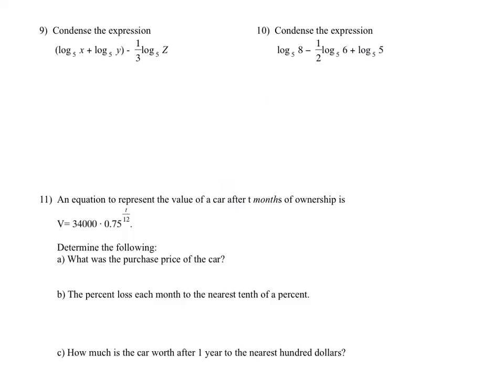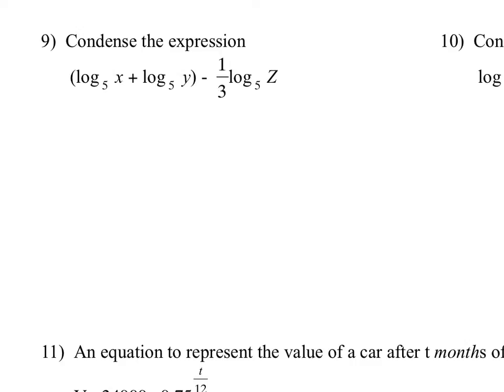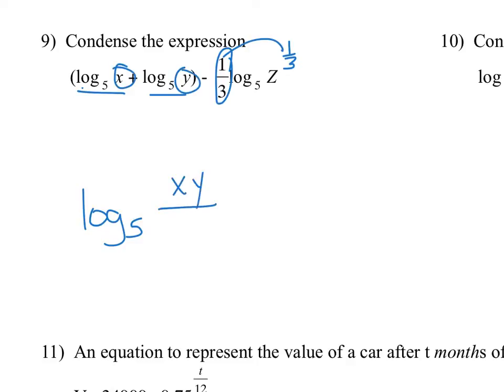Not the best problem, I guess. Okay, next page. So condense. We want to mush these together. So when we condense, we have one log written at the end. All these are going to come together. So this 1/3 goes on the z. Nothing else has an exponent. These two are added together, so their values are multiplied. This is minus z, so the z to the 1/3 goes on the bottom. So it's log base 5 of xy over the cubed root of z.